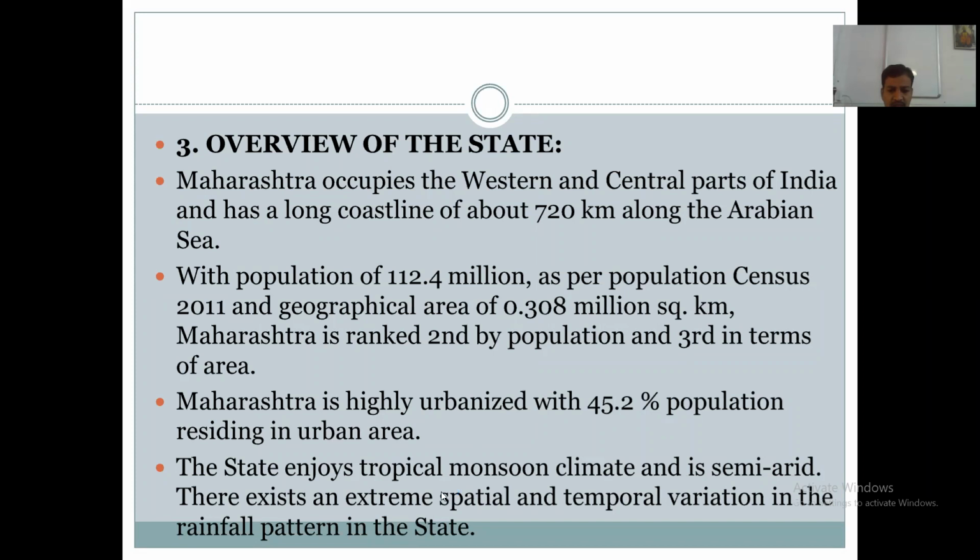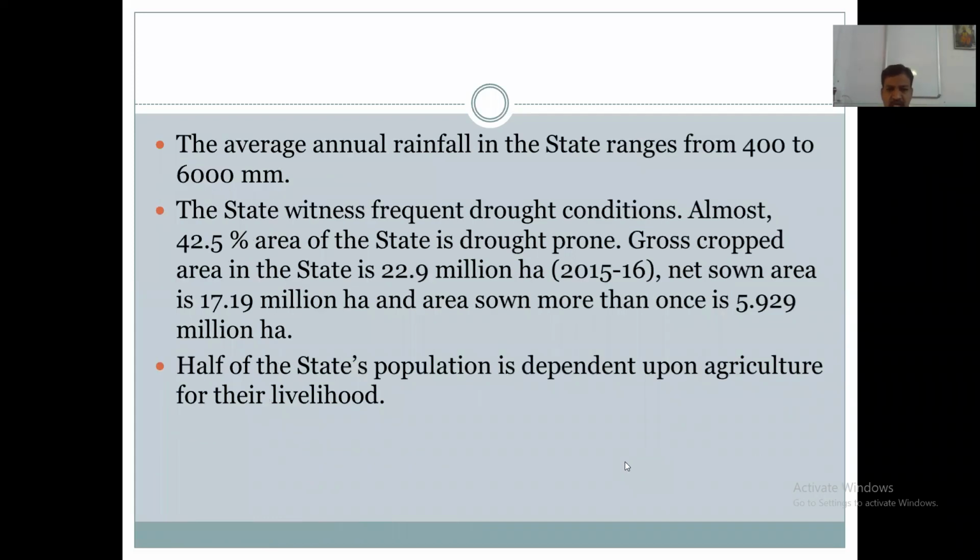There is extreme spatial and temporal variation in the rainfall pattern in Maharashtra state. The average annual rainfall in the state ranges from 400 to 6,000 mm. This is the average annual rainfall.